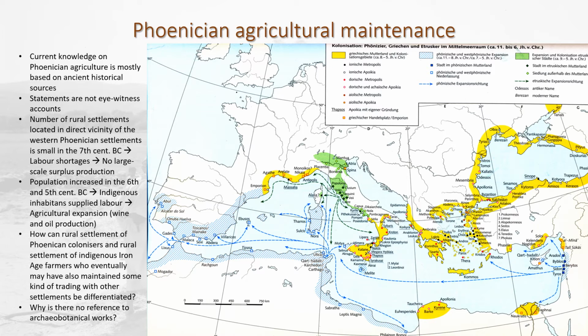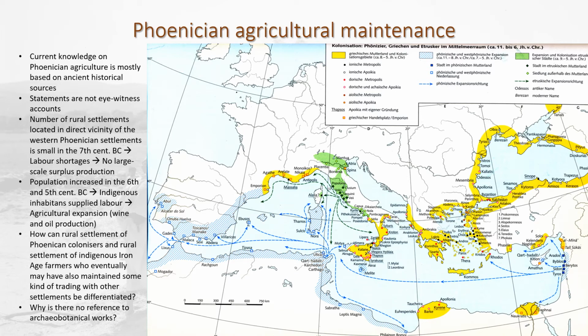The material basis is that only a small number of rural settlements is located in direct vicinity of the Western Phoenician settlements in the 7th century BC, which may be interpreted as a sign of a limited number of inhabitants, which according to Van Dommelen would be related with chronic labor shortages. This would have undermined agricultural surplus production. Only in the 6th and 5th century BC population increased, and the provisioning situation probably changed.